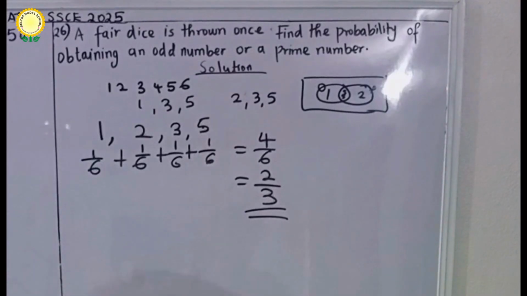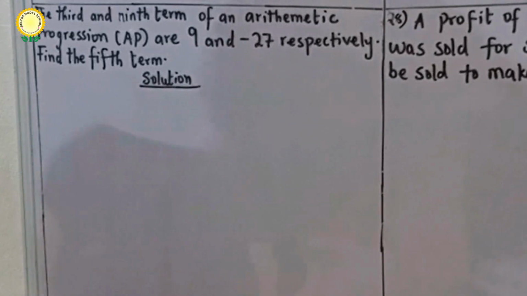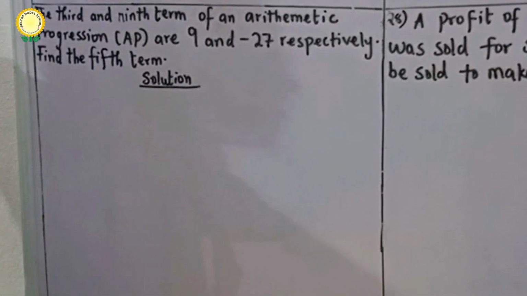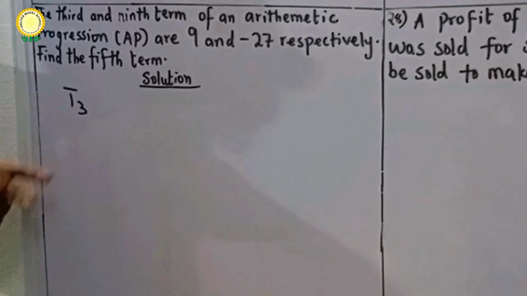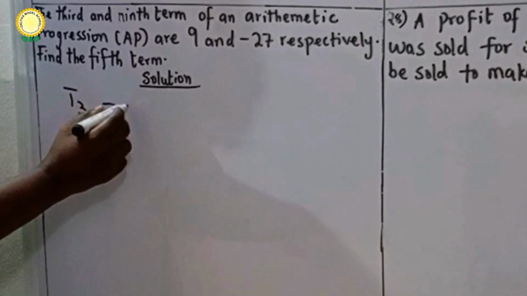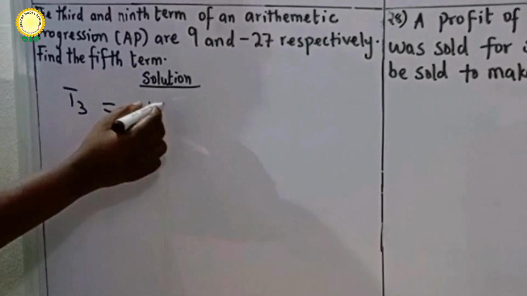The next question: the third and ninth terms of an arithmetic progression, AP, are 9 and negative 27 respectively. Find the fifth term. This is looking like a simultaneous equation. The third and ninth terms. So let's say the third term is T3. This is a sequence, an arithmetic progression. What's the formula for finding the terms? a plus (n minus 1)d.